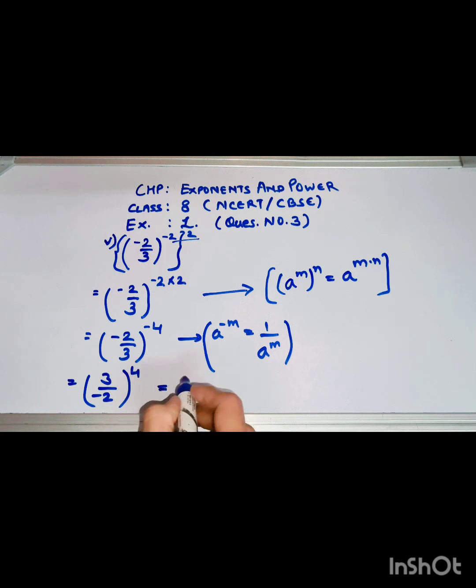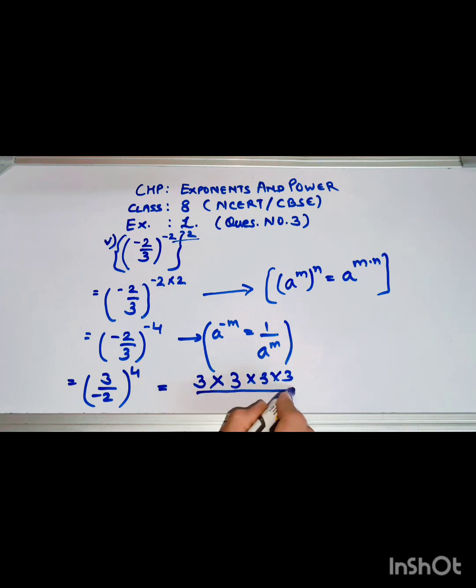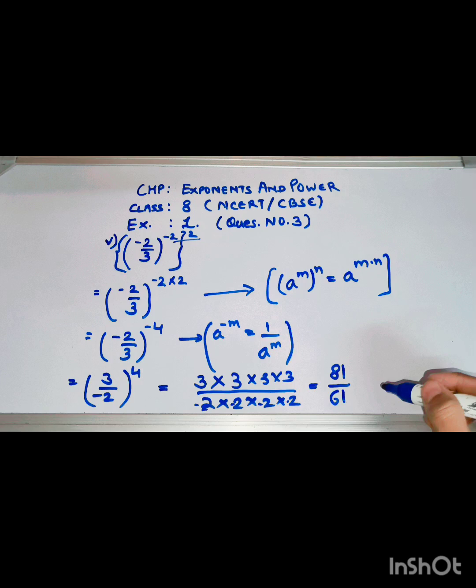Now 3 raised to the power 4 means 3 into 3 into 3 into 3, and 2 raised to the power 4 means 2 into 2 into 2 into 2. Okay. Now this is negative, so minus minus plus, so this negative sign will eliminate, and the answer is 81 divided by 16.